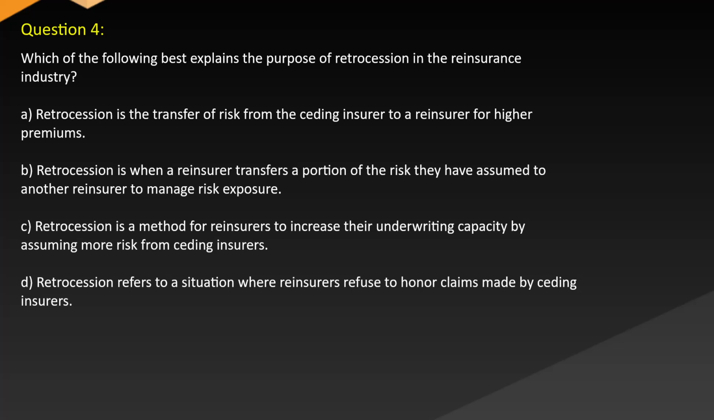Question 4. Which of the following best explains the purpose of retrocession in the reinsurance industry? A. Retrocession is the transfer of risk from the ceding insurer to a reinsurer for higher premiums. B. Retrocession is when a reinsurer transfers a portion of the risk they have assumed to another reinsurer to manage risk exposure. C. Retrocession is a method for reinsurers to increase their underwriting capacity by assuming more risk from ceding insurers. D. Retrocession refers to a situation where reinsurers refuse to honor claims made by ceding insurers.